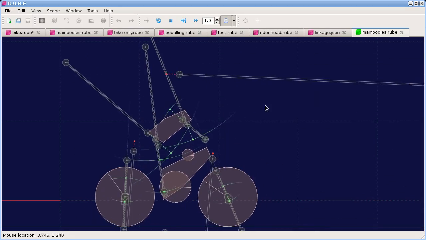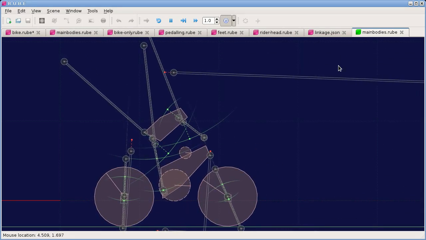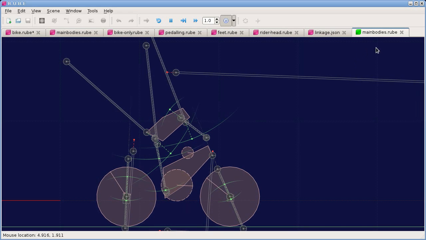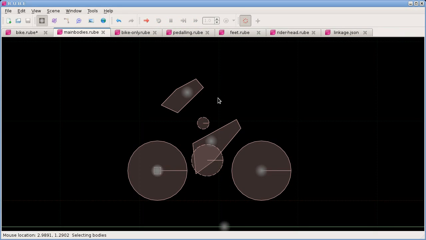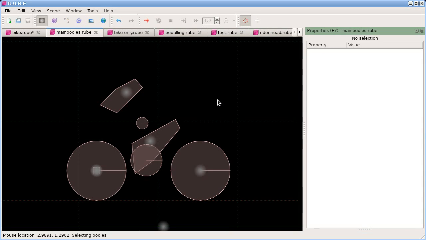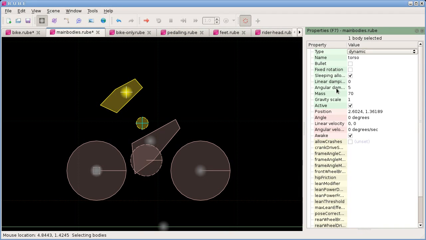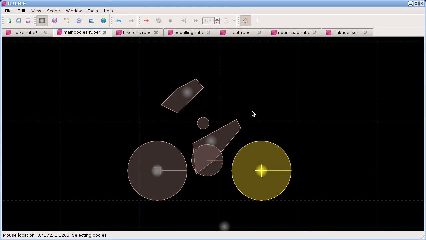And the reason for that is that these are the only bodies that have any significant weight, significant mass to them. So if we have a look here, the torso body is 70 kilograms, the bike is about 15, and each of the wheels is 2 kilograms each. So these are real world values, and all the dimensions are real world measurements as well, which makes things kind of easy to create.